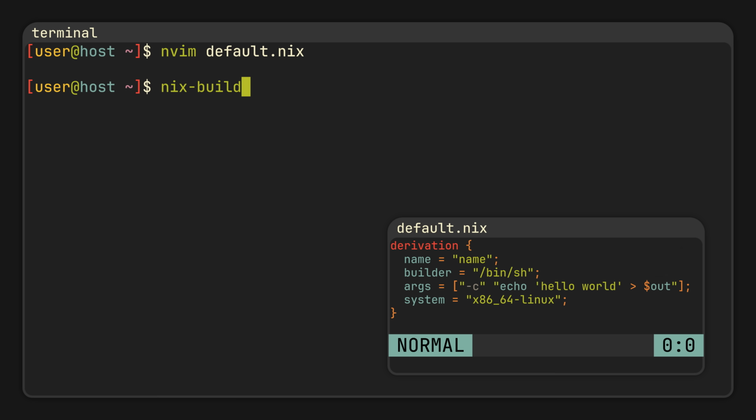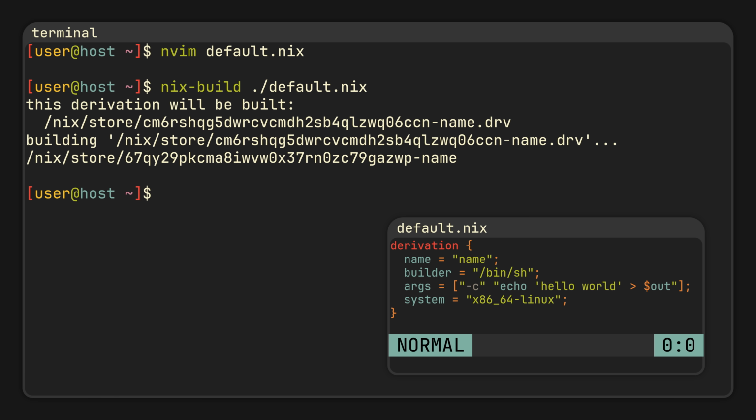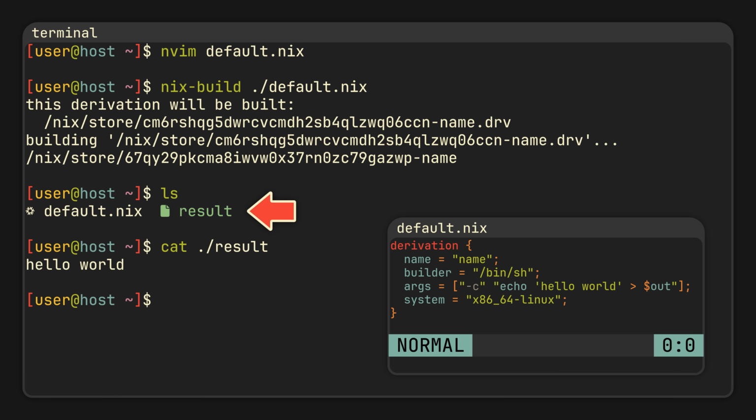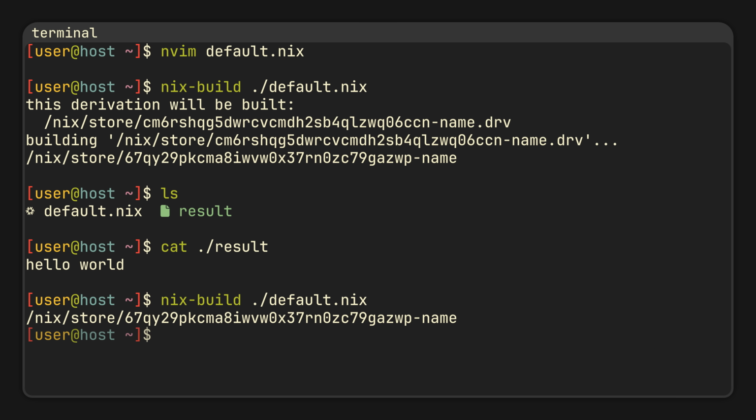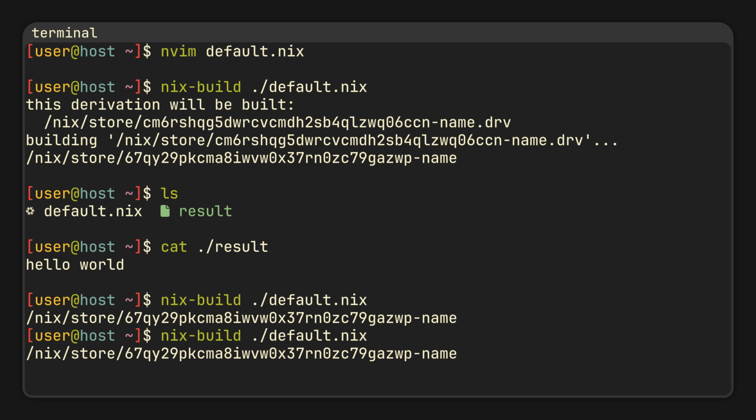Then run the nix build command, and Nix will evaluate the derivation, build the package, and create a symlink called result in your current directory, pointing to that package location in the Nix store. You can even run this command again and see that no matter how many times you build it, Nix won't really rebuild it until the code actually changes and starts producing a different derivation with a different hash.